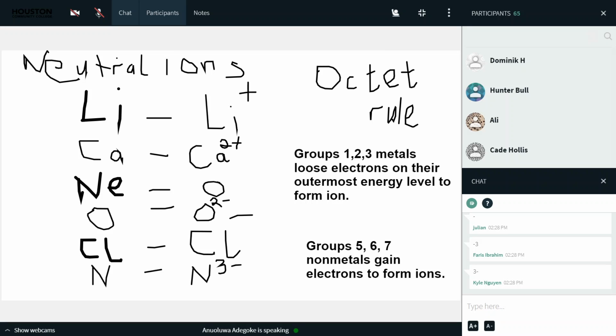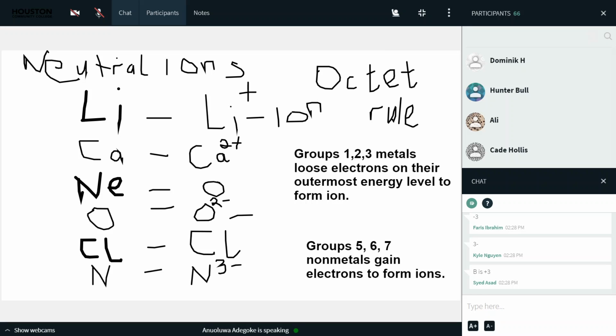Now, when it comes to naming, this is lithium, and its name is lithium. But when it becomes an ion, it becomes lithium ion. All those metals, when they become ions, we give them their name and we just add ion. So this is lithium ion. This is calcium ion. This is just neon.